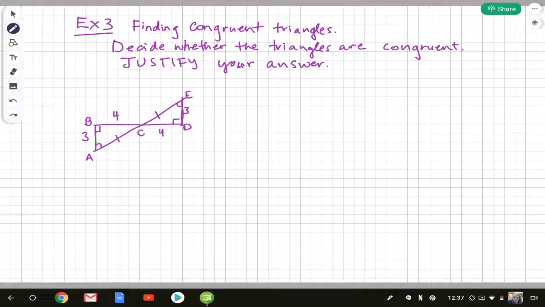And so I'm looking at these 2 triangles, the one on the left, ABC, and the one on the right, EDC. And I'm going to try to decide if they're congruent or not. So remember, what we have to know is, are all the corresponding parts congruent? Okay, I've been given some information. I do know that angle B and angle D are congruent. That's given to me because they're both right angles.